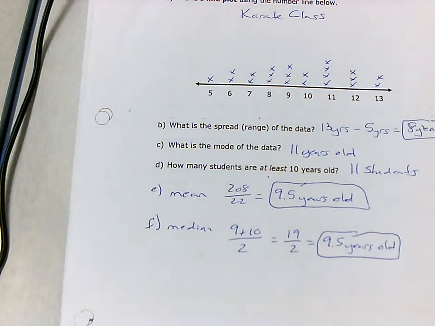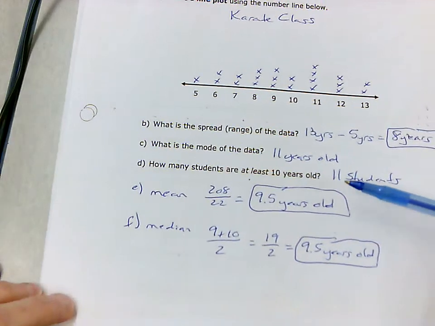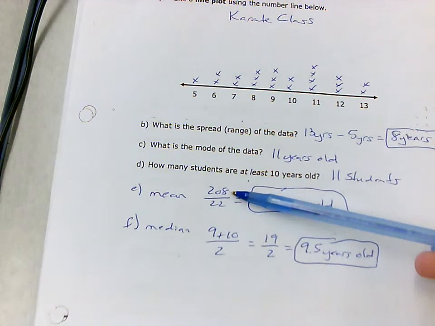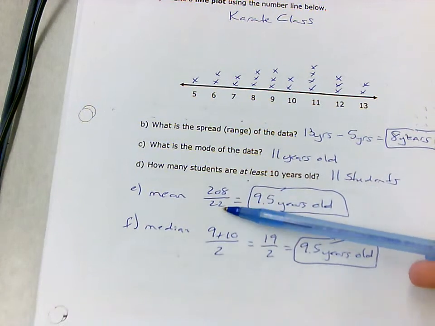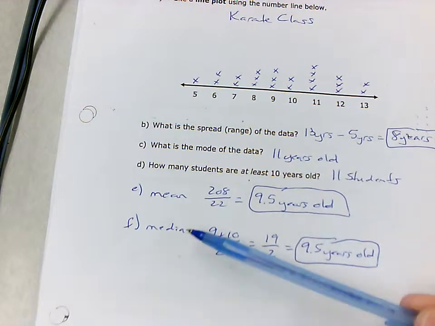Okay, last part. So the average age is 9.5 years old. So if you would have added all those ages together, you should have gotten a total of 208 divided by the 22 students that are in that karate class. And again, average age in that class is 9.5 years old.